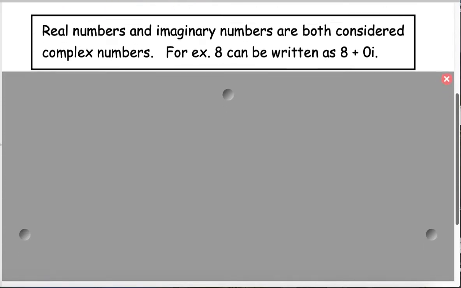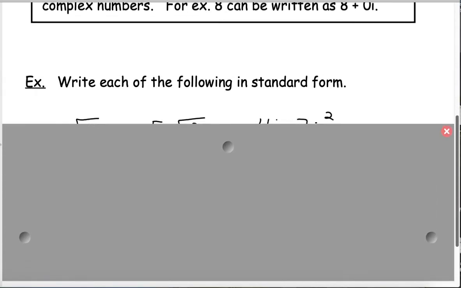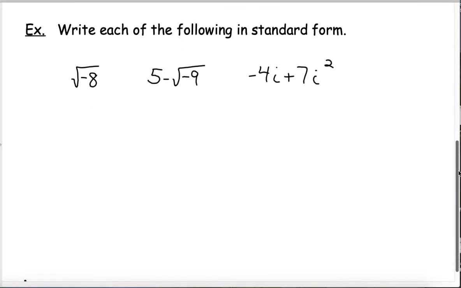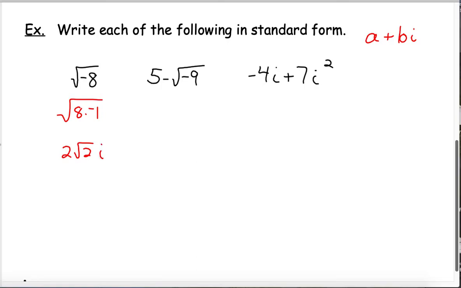All right, so let's do some calculations with complex numbers. Write each of the following in standard form. So remember, standard form means it's going to look like a plus bi. We look at the first one here, and we can break this down to be 8 times negative 1. The square root of 8 is 2 root 2, and the square root of negative 1, we just use i for. Now, this doesn't have a 0 in front, but we could write a 0. If you don't write the 0, it's still okay. It's still considered standard form.